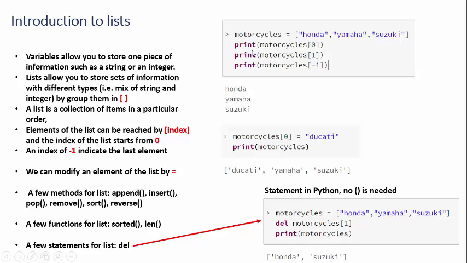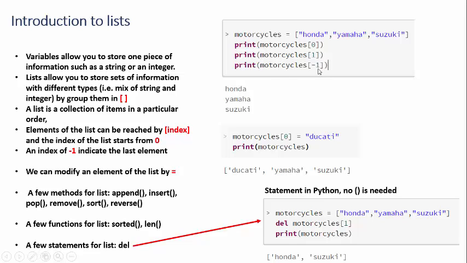For example, we can print out an individual element from the list by its index. If we print motorcycles square bracket 0, which means the first element of the list, it is Honda, and motorcycles square bracket 1 is Yamaha, which is the second element of the list. So we see that it prints out Honda and Yamaha as we expected.